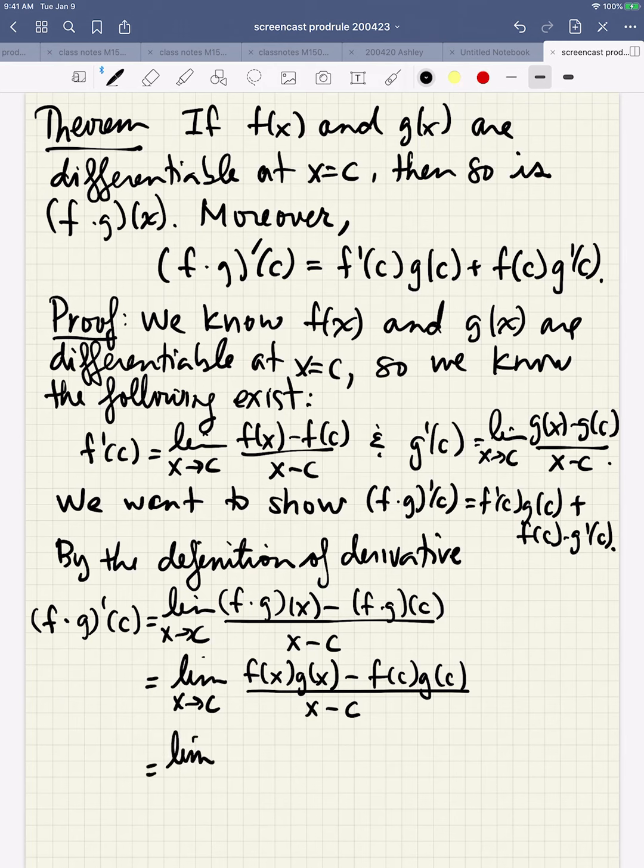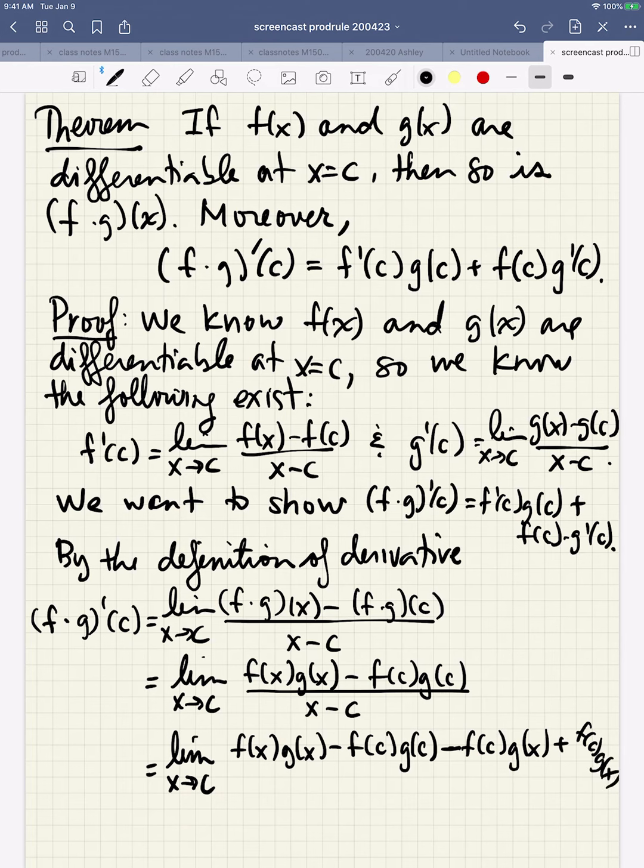Now the next step is a creative step. So I'm going to modify my numerator here. Let me recopy. And what I'm going to do here is I'm going to subtract f of c times g of x, and then I'm going to add it back in, f of c times g of x. I'm sorry, I'm running out of room. And just notice that this and this are opposites, so they cancel out. And so really I'm just adding 0 to my numerator in a fancy way. And you'll see why that's important in a second.